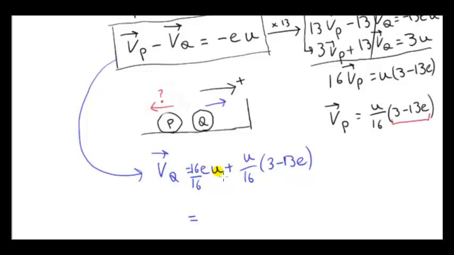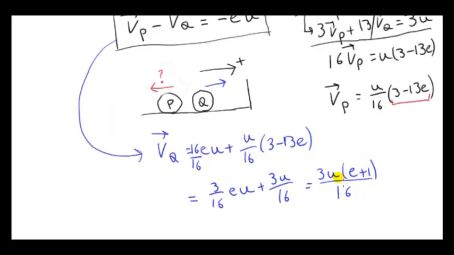We get a common denominator of 16, so we have 16/16 EU and we have minus 13/16 EU over here. 16 minus 13 is 3. We get 3/16 EU, and then we have 3u over 16. Of course we can get our common denominator. We can also factorize 3u out of the top. 3u into e plus 1.